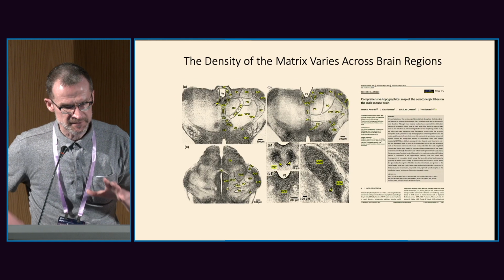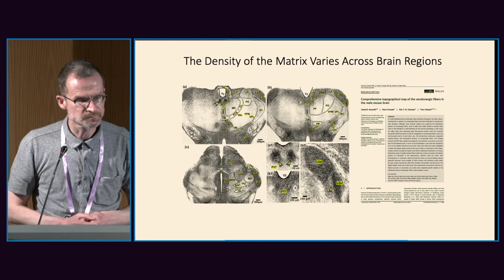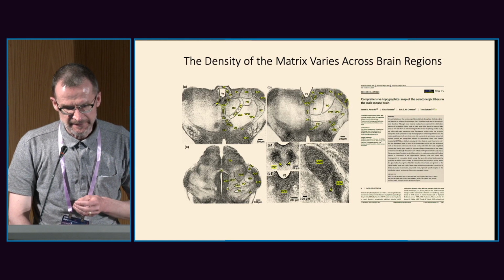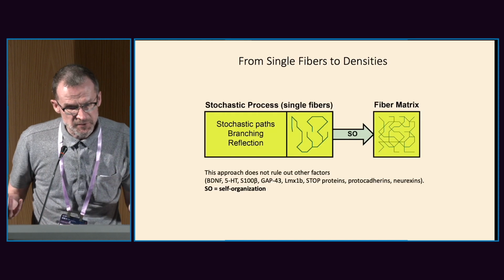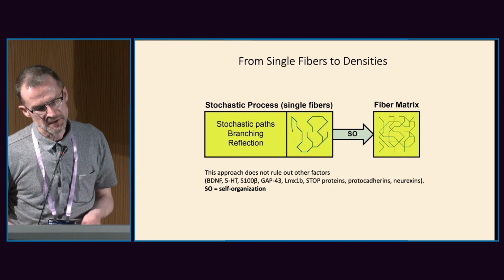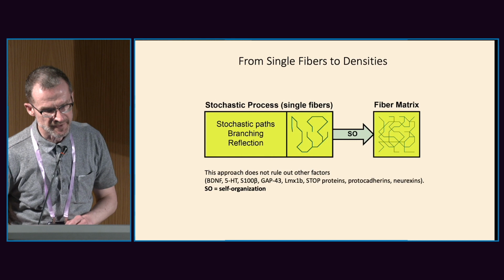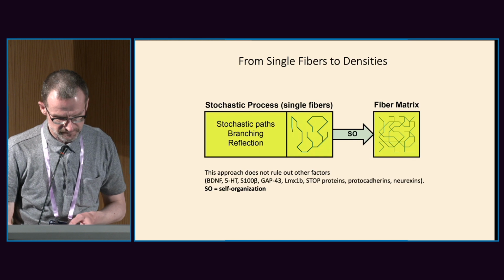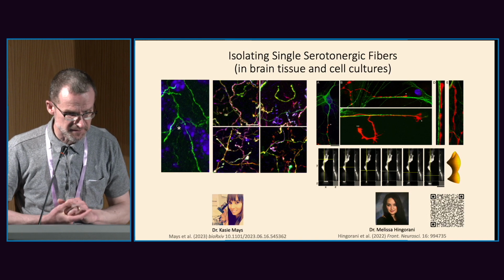Now, the density of this serotonin matrix has of course been mapped in all the gory detail in the brain. There are many papers that have done it, and this is one of the recent papers that produced a beautiful map of these fibers. What we're trying to do is understand how the stochasticity of individual fibers eventually leads to that stable matrix. So we start with something that's inherently stochastic and arrive at something that is sort of deterministic in terms of these densities. I'm not going to talk about other factors which may also be contributing to this.